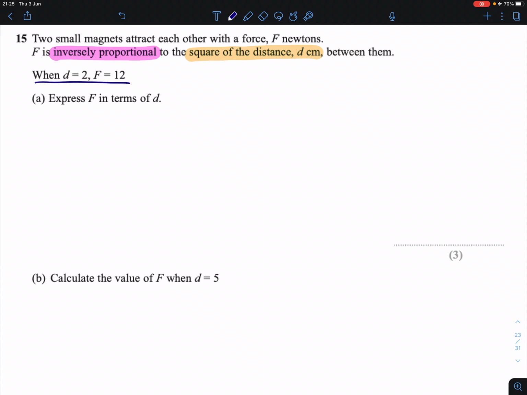Well, based on that proportionality statement, F varies inversely with the square of the distance. Or you can cut to the chase and say, well, I know the formula is going to be F equals a scale factor k over d squared. So that's what our formula is going to look like.